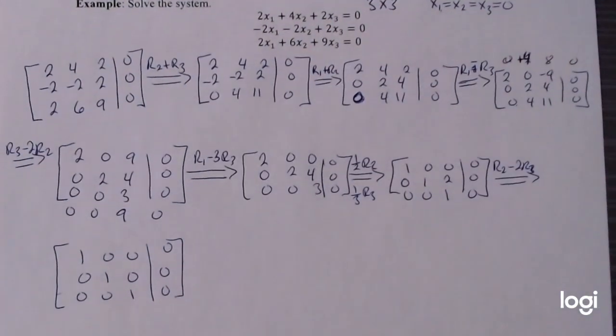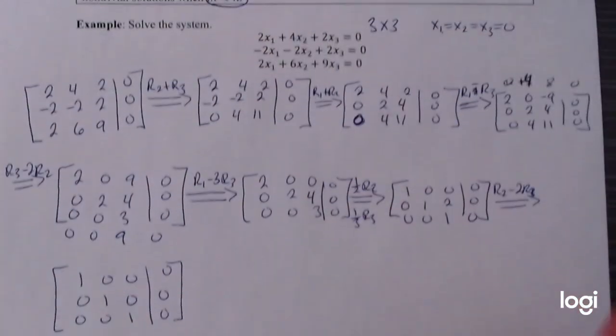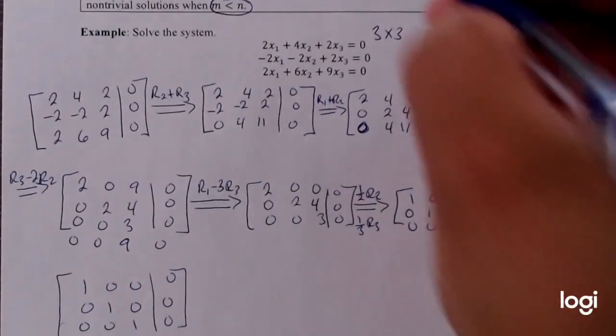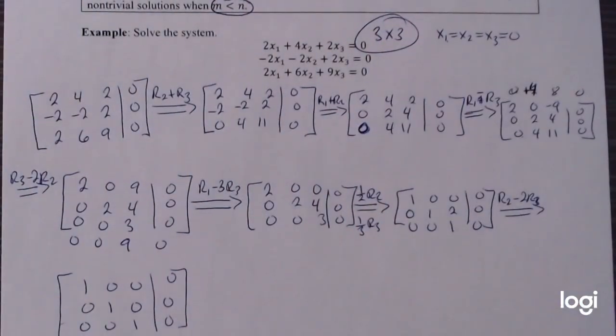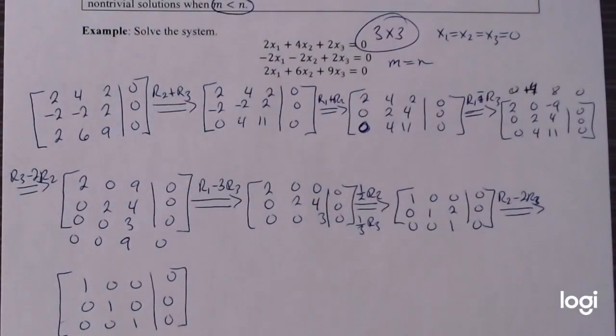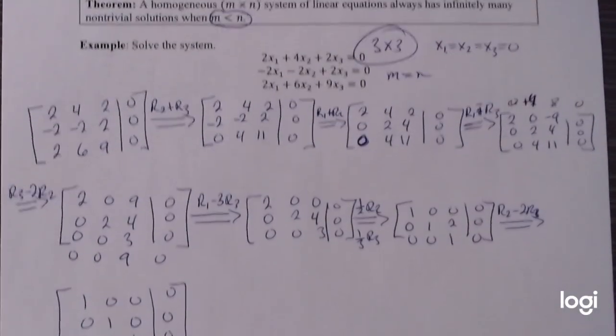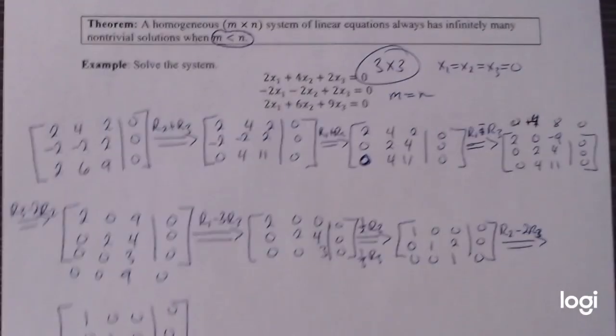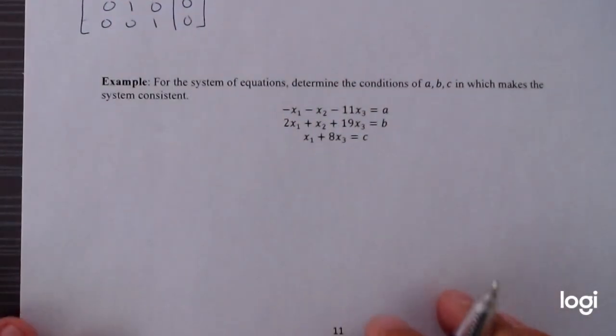And there we go. So the only unique solution is our trivial solution, which is just they all equal 0. And again, this works because it's a 3 by 3, so m equals n, which is no fun, right? The fun ones are the other ones. How do we do those kinds of situations? Okay, so let's try one like this.